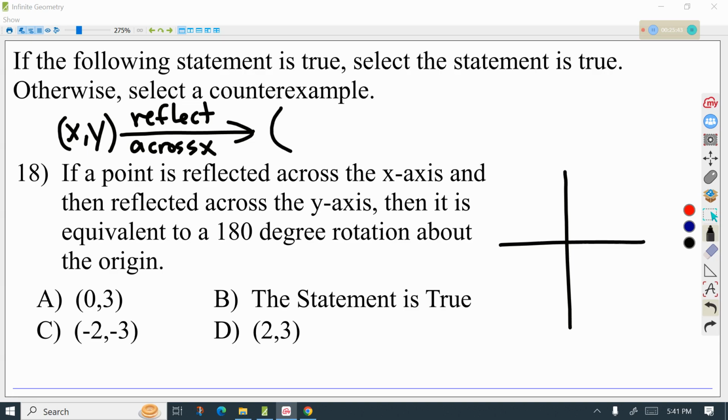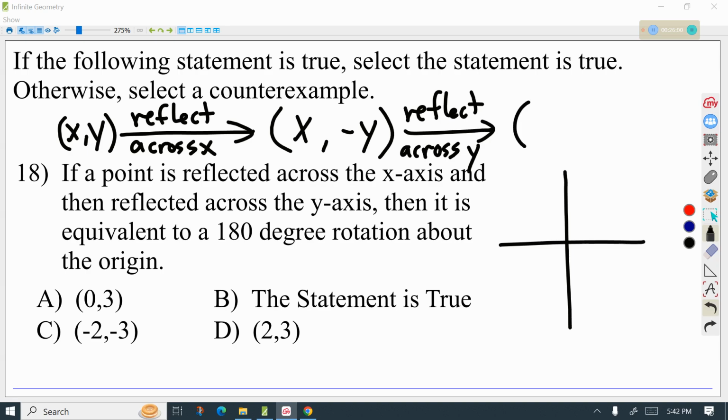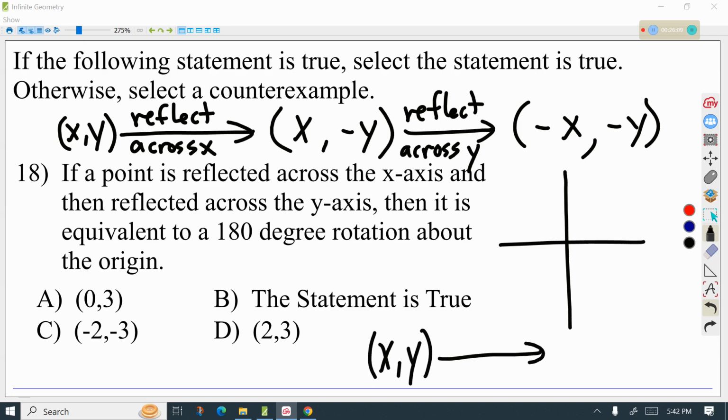When I reflect across x, that turns (x, y) into (x, -y), right? So that changes that sign. But if I then reflect across y, that changes my x-coordinate, so now my x-coordinate would be negative. Notice that that is exactly the same thing as a rotation of 180, right? Because if I do a rotation of 180, then we get -x and -y.